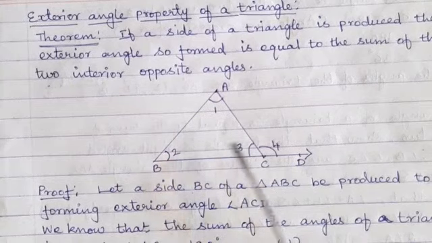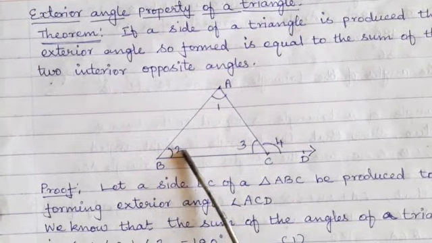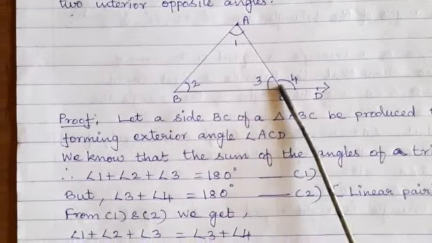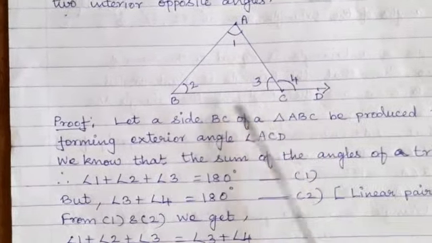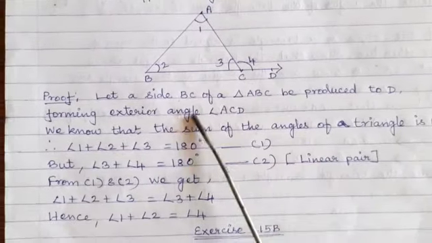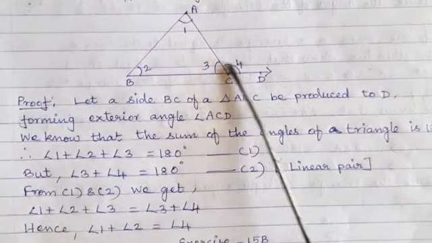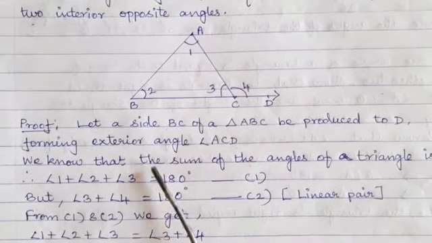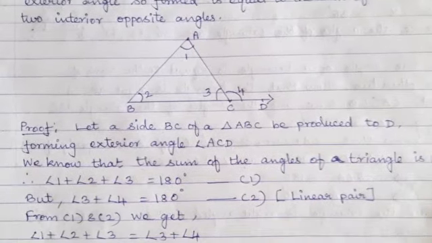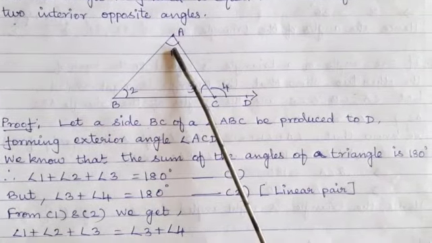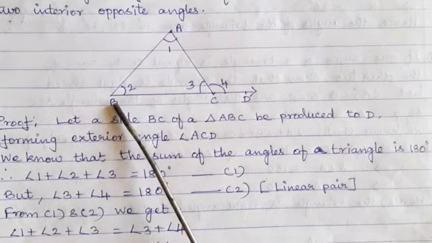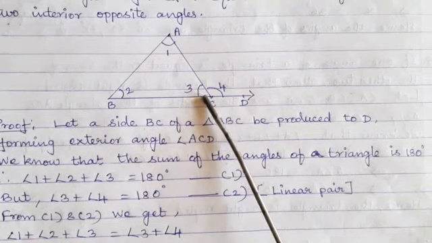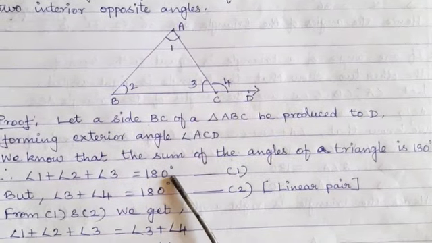Now we are going to prove this, angle 1 plus angle 2 is equal to angle 4. Proof: let side BC of triangle ABC be produced to D, forming exterior angle ACD. This ACD is an exterior angle of triangle ABC. We know that the sum of the angles of a triangle is 180 degree. So I am marking here angle A as angle 1, angle B as angle 2, and angle ACB or BCA as angle 3, that is equal to 180 degree.